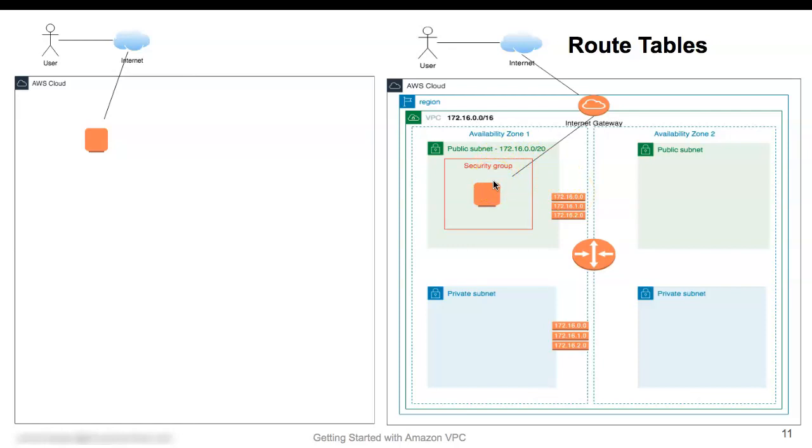Similarly, let's imagine that you have a private subnet and you have one more server running over here. In that case, if this server wants to talk to the server which is running in the private subnet, then also the routing comes into the picture. So this is a very important element, and we are going to see more details about how to create this route table and how it works and so on.